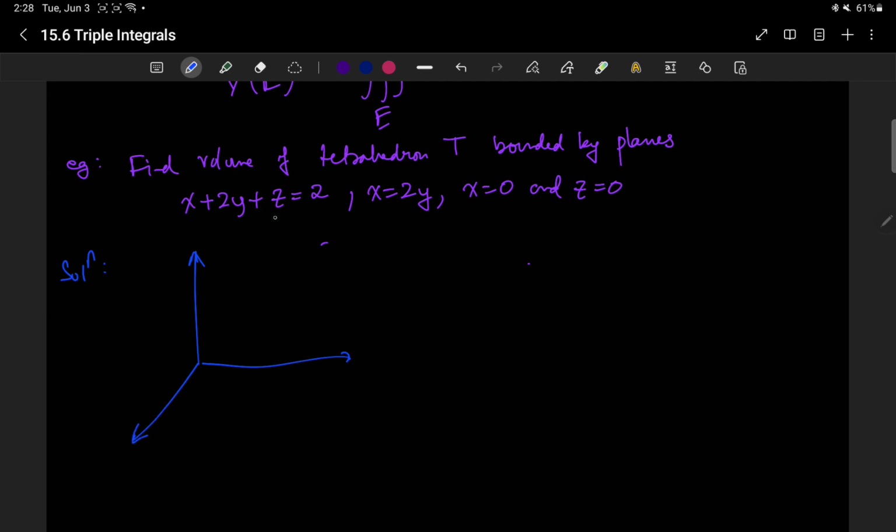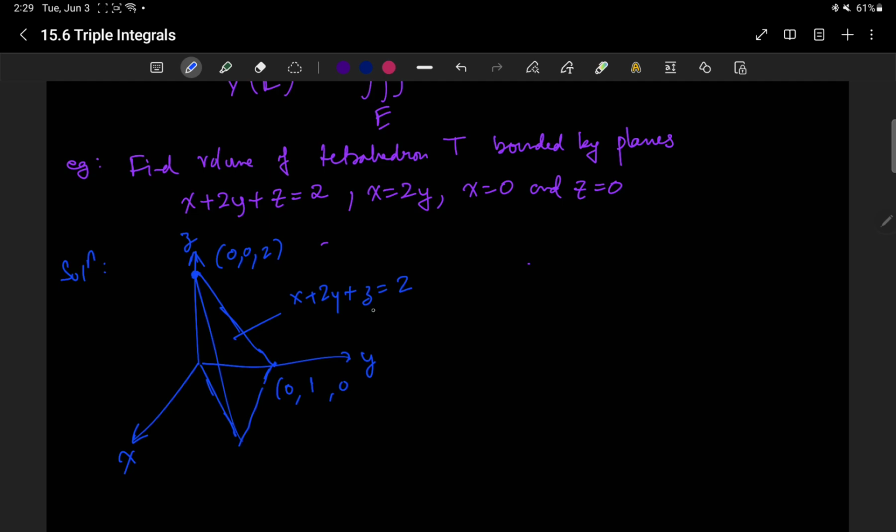Again, recall from Calc 3 that these are specific planes here. When they cut through, they're going to look something like this. So we have x plus 2y plus z equals 2. And we can find some of these coordinates just by plugging in some values here. x is 0, y is 0, z is 2. So (0, 0, 2). x is 0, z is 0, y is 1. That's here.